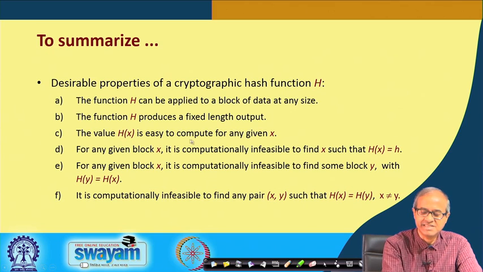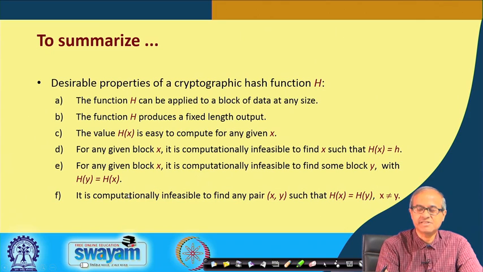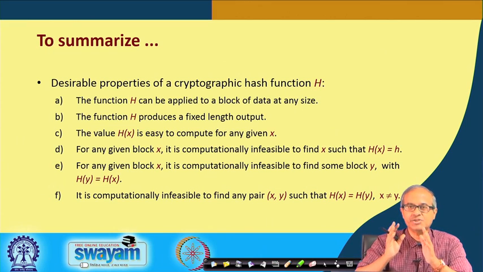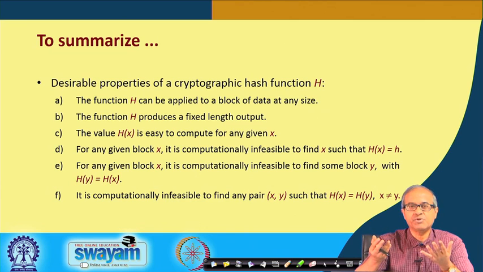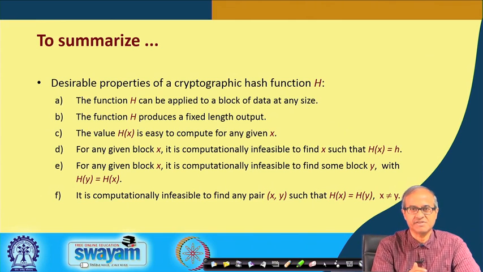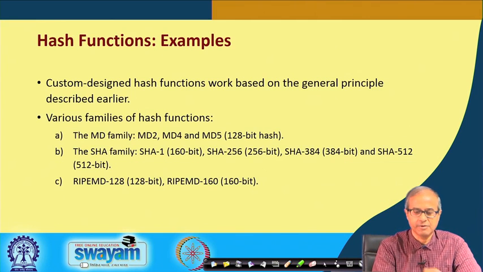The value h(x) is easy to compute for any given x. This is in terms of computation, it should not be too computationally intensive. And the last three points are first pre-image resistance, second pre-image resistance and the collision resistance properties. The same thing I just talked about. So, broadly speaking, a hash function should satisfy these properties, and also it should not be too computationally expensive to compute the hash function. It should be efficient.